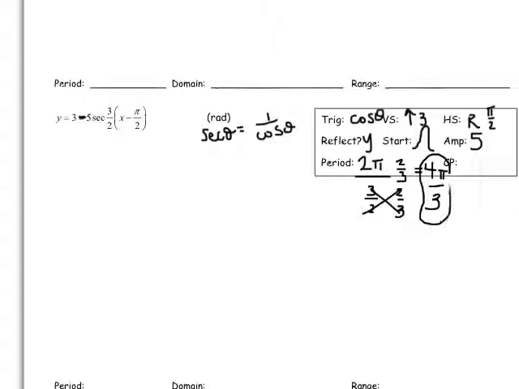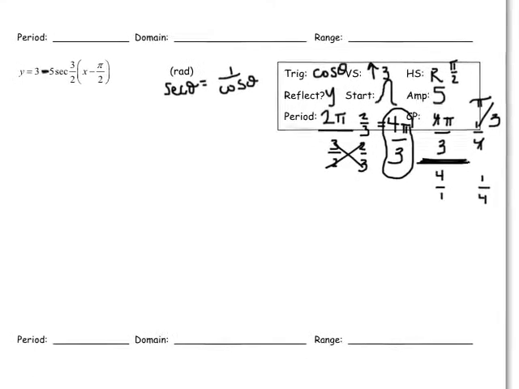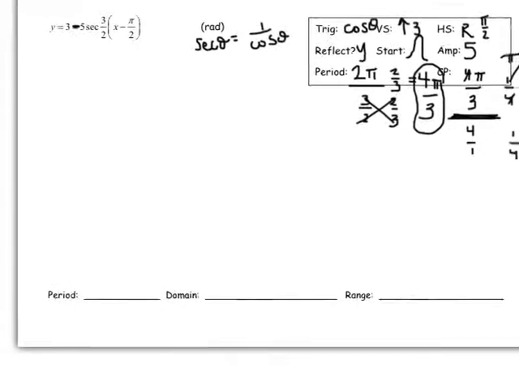So that's my period. Now I want to take that period and divide it by 4 to get the critical points. So 4π/3 over 4. When you reciprocal that, the 4 and 4 cancel, so you end up with π/3. Okay, hopefully your work's a little bit neater than mine. Alright, I'm going to move right and up.